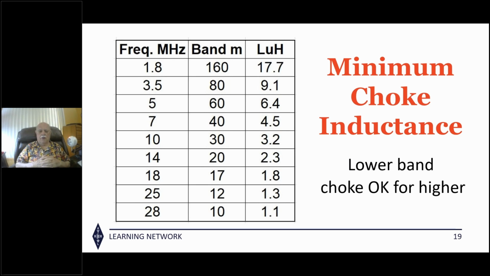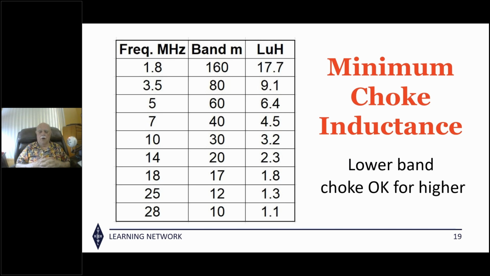Here's the number of microhenries that you need in a coiled coax ugly balun for the various bands from that very formula that we just saw, all the way down to 160 meters and all the way up to 10 meters. As you can see, of course, you require less on the higher bands. And of course, you can certainly use that 160 meter balun for all of the bands if you want to, because it's got plenty of reactance to stop the current on the outside.